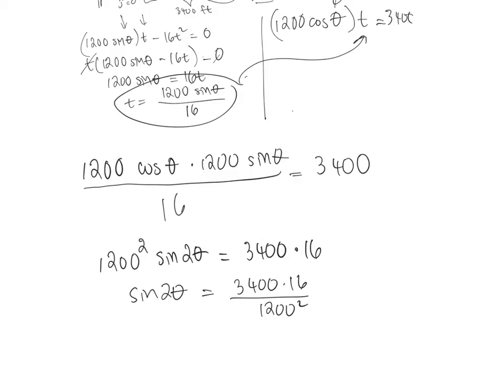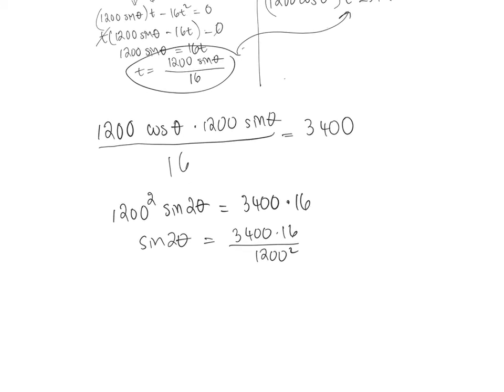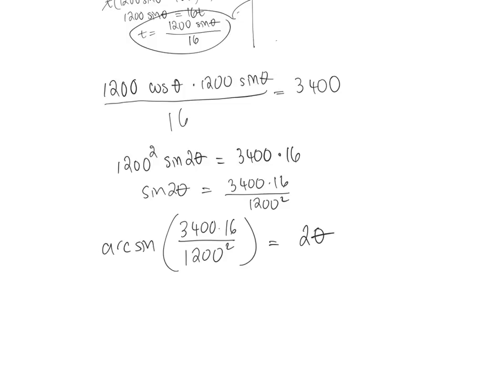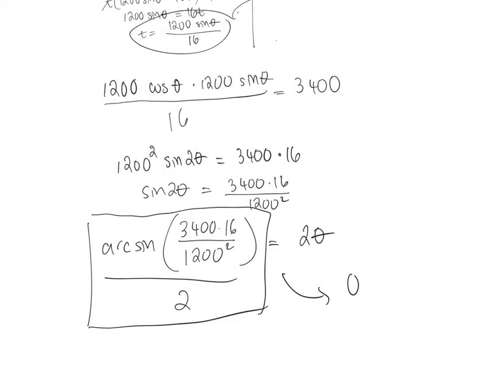And then you can do the arc sine. So the arc sine of 3,400 times 16 over 1200 squared gives you 2 theta. After you get that, you can divide the arc sine by 2. This would yield theta equal to 2.17 degrees.